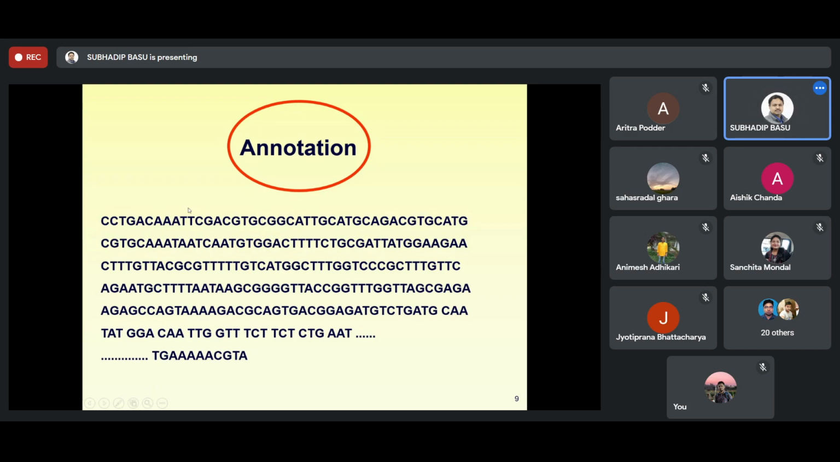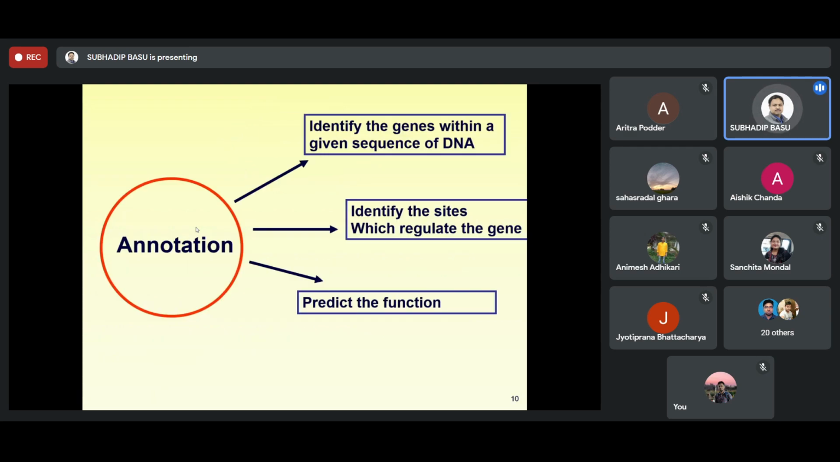Now, in a gene, 3 nucleotides group together and form a specific amino acid. So this is an annotation for genes, and we also have annotations for amino acids. Annotations help in identifying the gene within a given sequence of DNA, identify the sites which regulate the gene, and predict the function. This is a very interesting point.